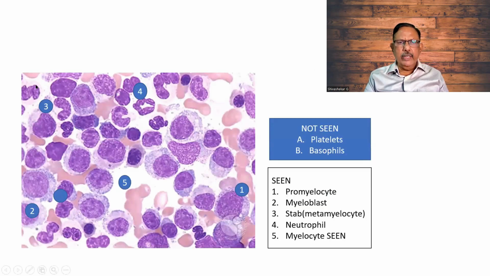Now in this picture, I would like you people to correspond it with the first picture that we had seen. I find that there is a promyelocyte, myeloblast, all the numbers have been given. This is a promyelocyte and the two can be a myeloblast. This is a large cell with multiple nucleoli. Stab form is a C-shaped cell and this is a mature neutrophil. And there is also a myelocyte over here. What is not seen in the picture is the platelet and the basophil, which are usually increased.